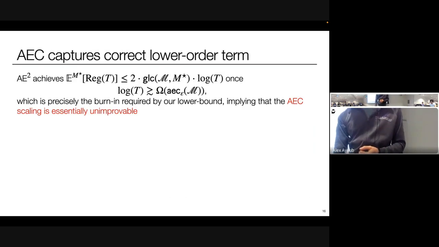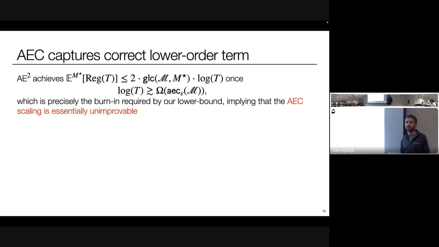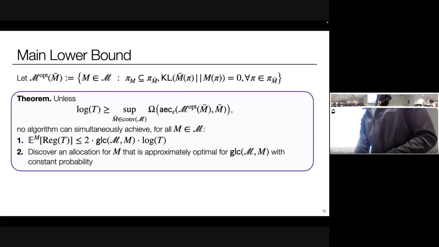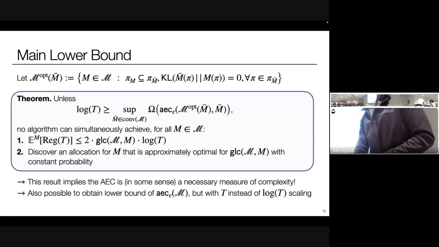Okay, so let's think a little bit about comparing upper and lower bounds here. For our upper bound, we get that the regret is bounded by twice the greedy constant. We need that log T is greater than the AEC. If you look at the upper bound, once you have log T greater than this, you can just upper bound regret by twice greedy. And it turns out this is precisely the burden our lower bound gives. Our lower bound just says you need to have log T greater than AEC. And so really, these upper and lower bounds match quite closely.